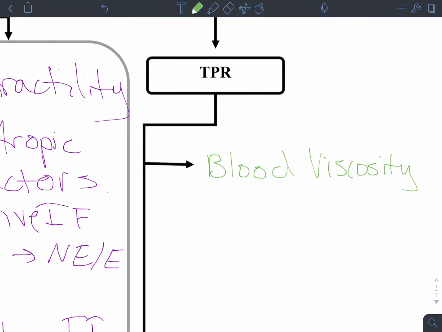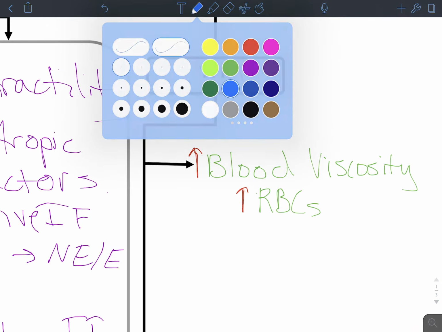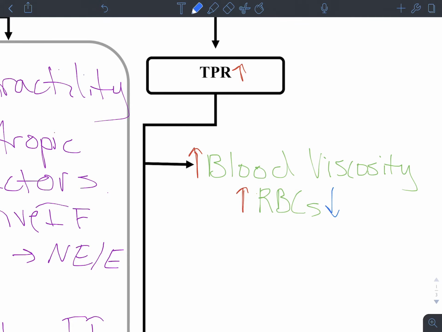And the main way we affect blood viscosity is with red blood cells. So if we increase the amount of red blood cells we have in our blood vessels, then it'll become more viscous, which will increase the amount of total peripheral resistance we have, which will in turn increase blood pressure. Okay, and the inverse is also true. If I decrease the amount of red blood cells I have, now I'm less viscous, and total peripheral resistance will also decrease.